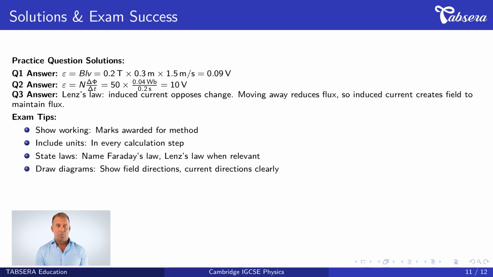When the magnet moves away, magnetic flux through the coil decreases. By Lenz's law, the induced current flows in a direction to oppose this change, creating a magnetic field that tries to maintain the original flux. Now, exam success tips. Always show your working step by step. Include units in every calculation. State the relevant laws. Name Faraday's law for flux change problems and Lenz's law for direction questions. Draw clear diagrams showing magnetic field directions and induced current directions.